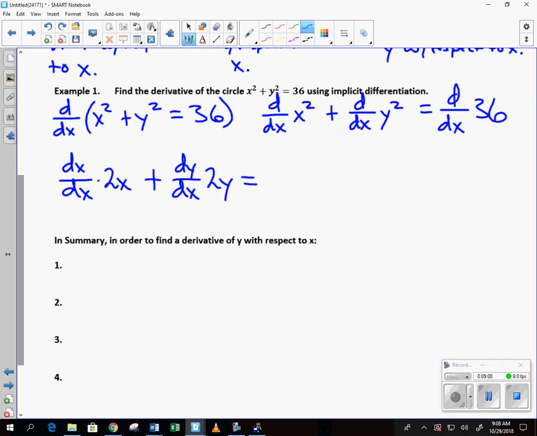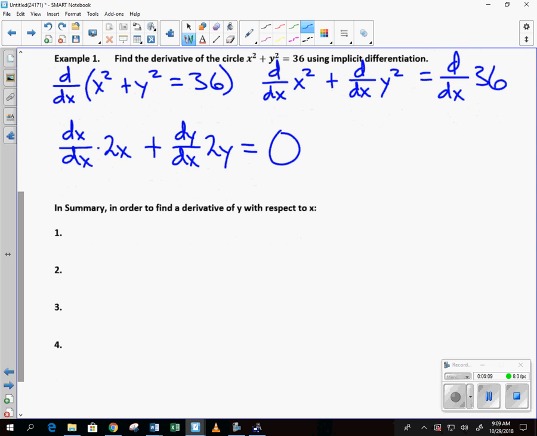equals, what's the derivative of 36? 0. So that all just goes away, right? You multiply by 0. So look at what you're left with. dx over dx is just 1. So you have 2x plus dy over dx. That means the derivative of y with respect to x, which is just a fancy way of saying y prime, times 2y is equal to 0.